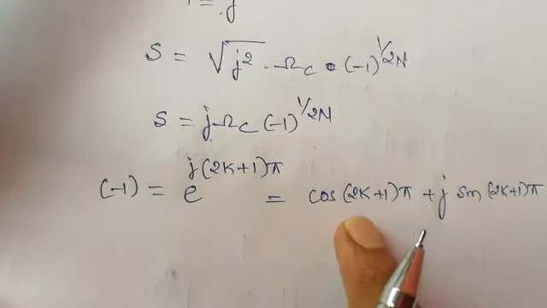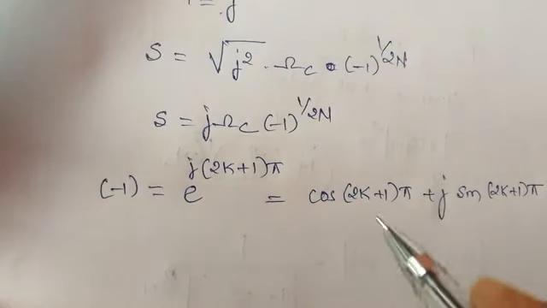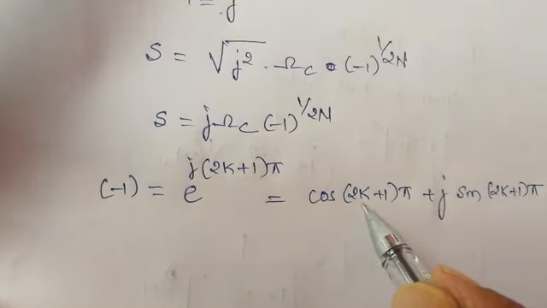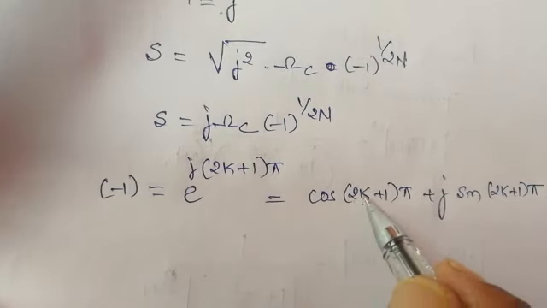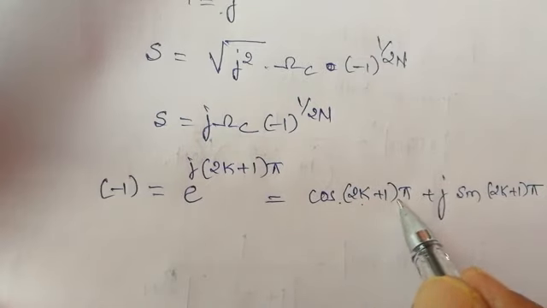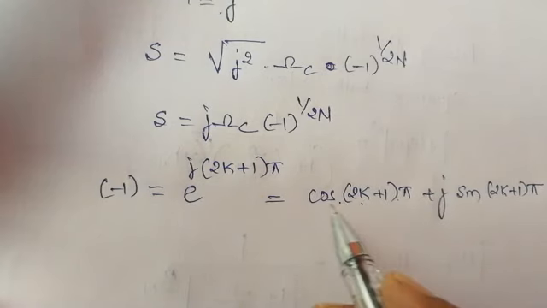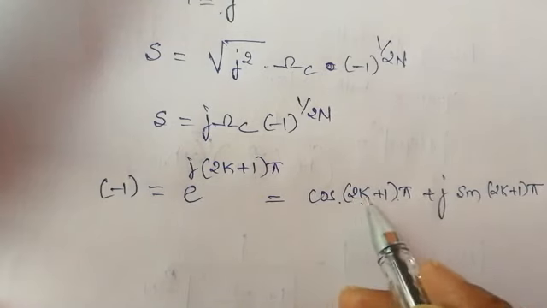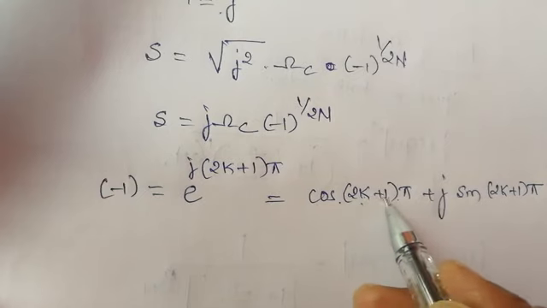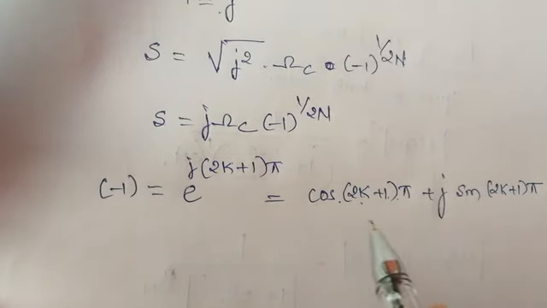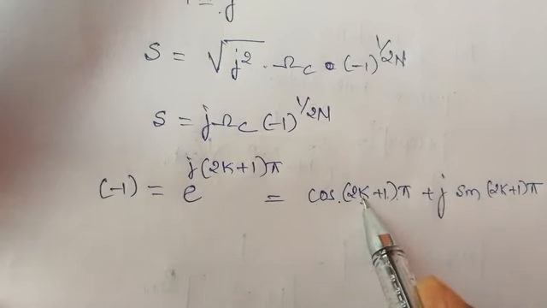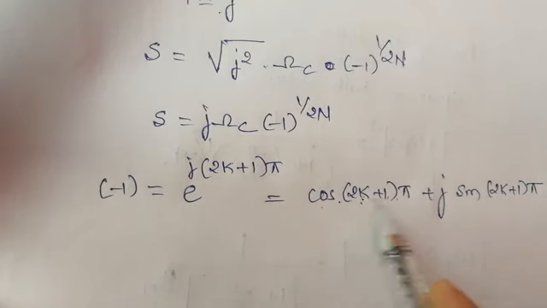Here the value of k may be anything. You can take 0, 1, 2, 3, any values. Let us take an example. If I substitute k equal to 0, what happens? Cos of pi. Cos of pi is what? Minus 1. If I take k equal to 1, cos of 2 into 1 plus 1, that is cos of 3 pi. Cos of 3 pi is also minus 1. If you take k equal to any value, for example 5, cos of 11 pi is minus 1.